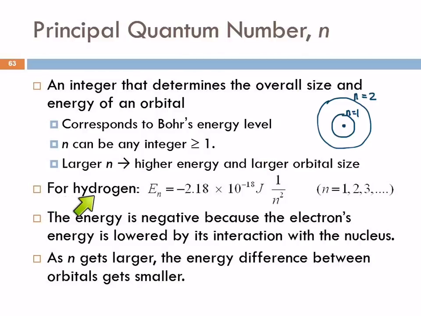For the hydrogen atom only, we can calculate the energy in any given level using this equation. Minus 2.18 times 10 to the minus 18th joules times 1 over n squared, where n is that principal quantum number. This energy is negative because the electron's energy gets lowered by its interaction with the nucleus.